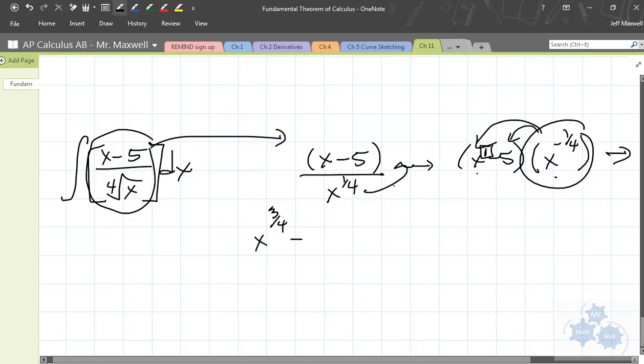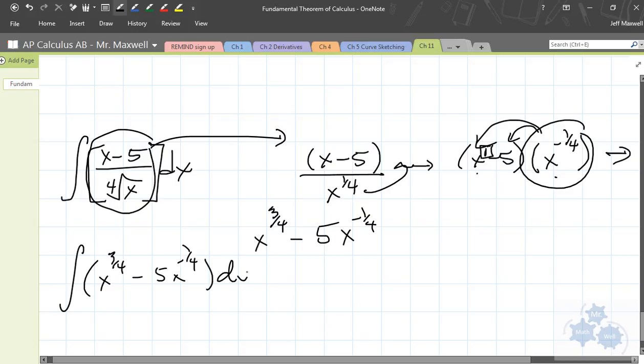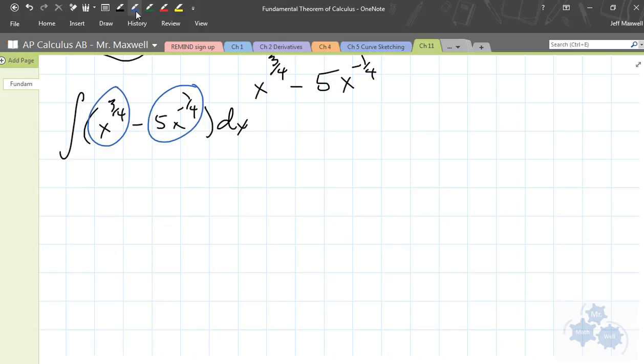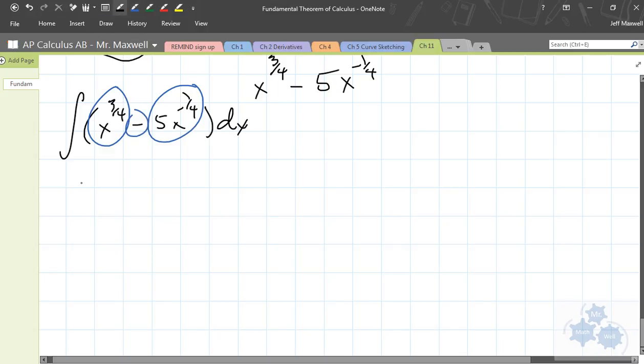And then, so this is times 5. It's minus 5 x to the negative 1/4. Okay, so does that look right? So that's what this is. So we could really rewrite this as the integral of this polynomial, x to the 3/4 minus x to the negative 1/4 dx. And then we can use our rules and simply take the antiderivative of each term, right? This term, and we'll subtract them.